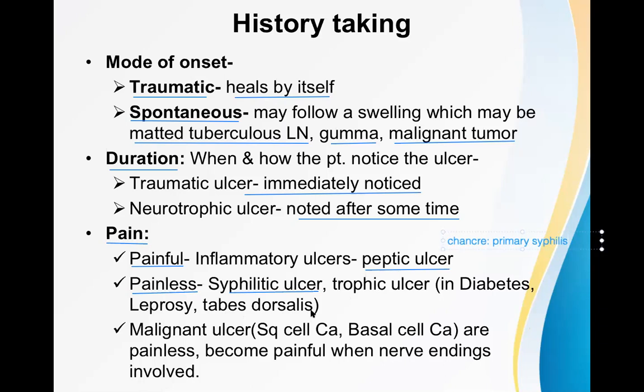Remember, in the beginning of the class, I told you about the meaning of trophic ulcer. It may be caused by pressure, but it should have some predisposing conditions, like chronic diseases such as ischemic conditions or neuronal damage. In case of a malignant ulcer, what will happen? See here, this is a very interesting condition. Squamous cell carcinoma of the skin or basal cell carcinoma of the skin are painless, but they become painful in the late stages when nerve endings are involved. And why does malignancy involve the nerve endings? What's the mechanism there?